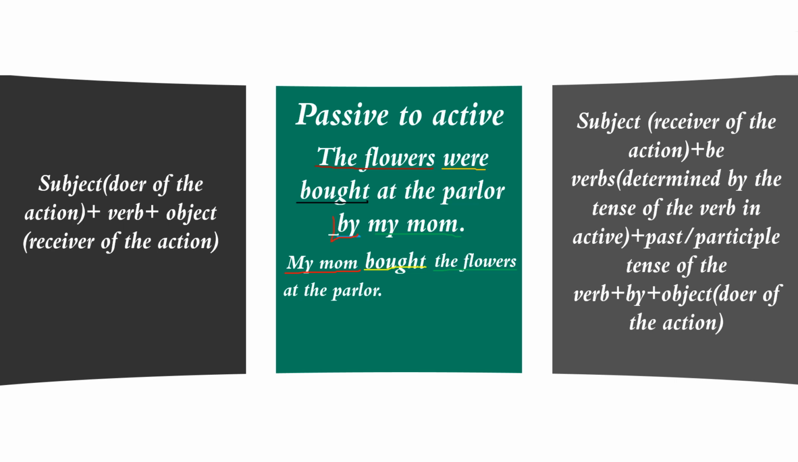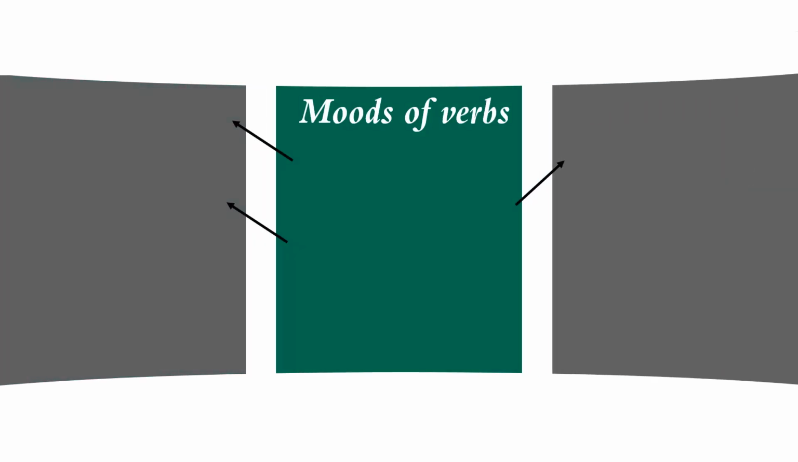So now that you have studied the difference of active and passive and the conversion of active to passive and passive to active, we're now going to move to lesson 3, which is about the moods of verbs, which are composed of three: indicative, imperative, and subjunctive moods.